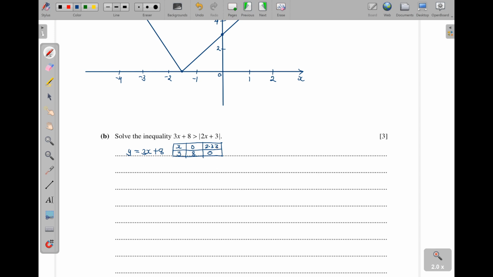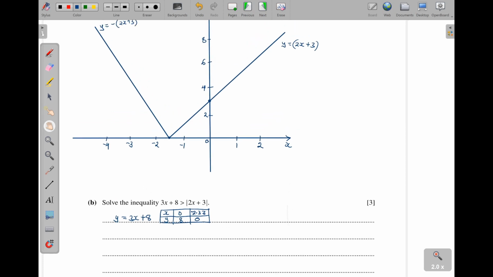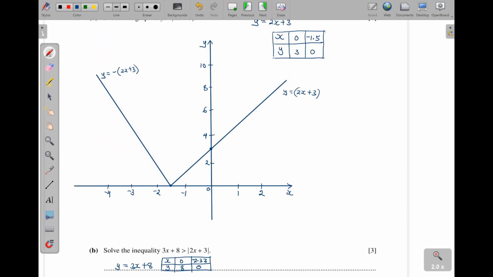Now I will come to this graph here. Actually, it will be a negative because 8 has crossed the sign, so it's negative that. Now I'll come to this and plot 0, 8, which is here, and then negative 2.33, probably it is here.